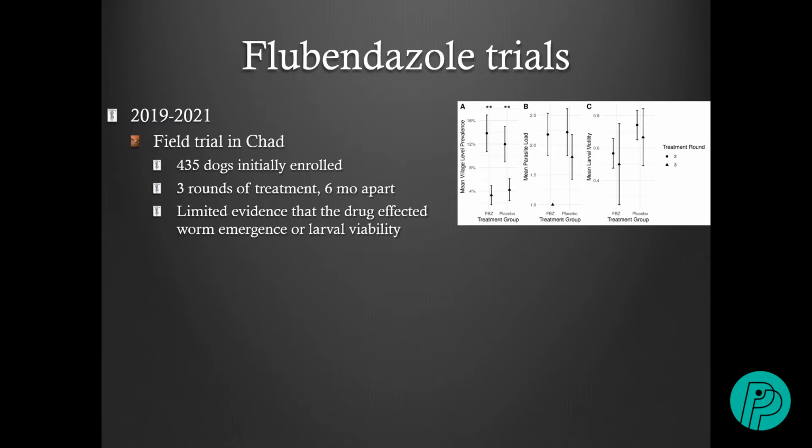We didn't find a lot of evidence for any effect of that drug on either worm emergence or larval viability, but concurrent with that field study, we were doing work with ferrets in the laboratory. And in that particular study, we infected ferrets, and then the idea was that we were going to treat them with 3 rounds of treatment 6 months apart, same as the dogs. But because of a delay in determining whether or not ferrets were infected or not, because not all exposed ferrets will become infected, and so we didn't want to treat uninfected ferrets, we didn't detect infections in ferrets until about 9 months into the study.